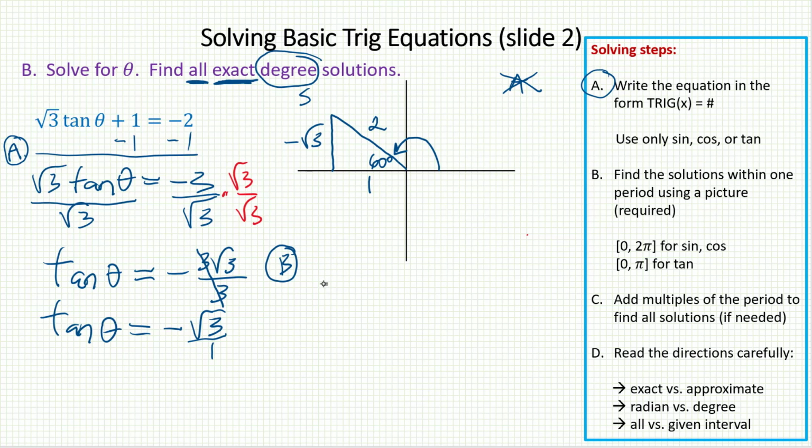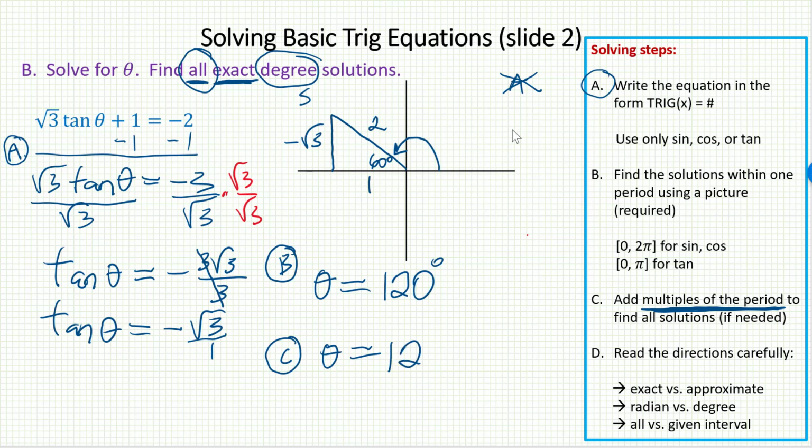Clearly, there's only one. It is that angle that we drew, and it is 120 degrees. Obviously, if the little angle is 60, then this big angle here, this second quadrant angle, is 120 degrees. Are we done? No, because we want all the answers. Well, you can get all the answers by simply adding on multiples of the period. Now, the period of the tangent function is pi, or since we're working in degrees, 180 degrees. So I would simply take my 120 that I found and add on multiples of 180 degrees.